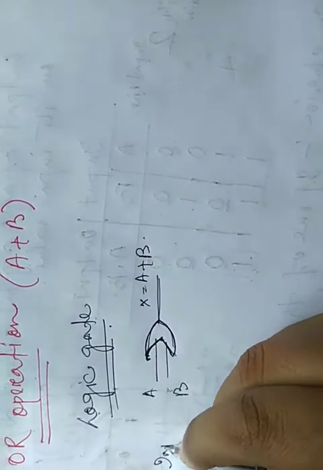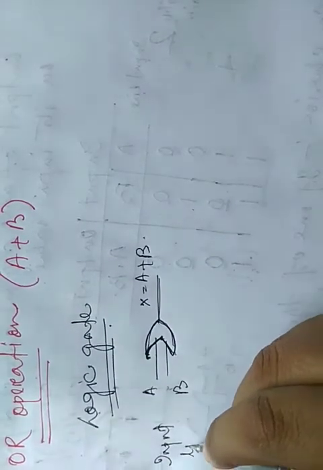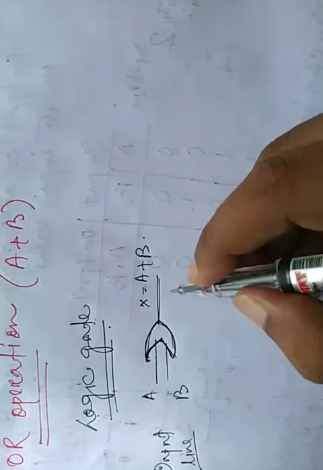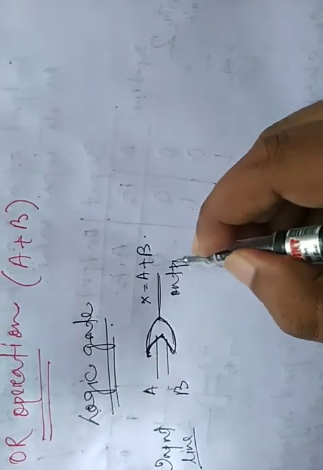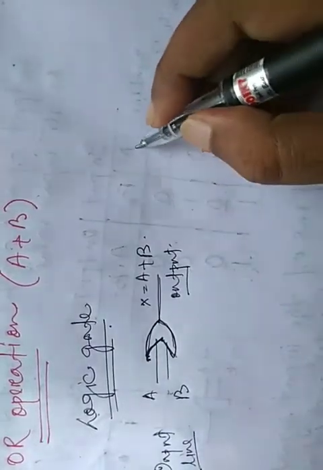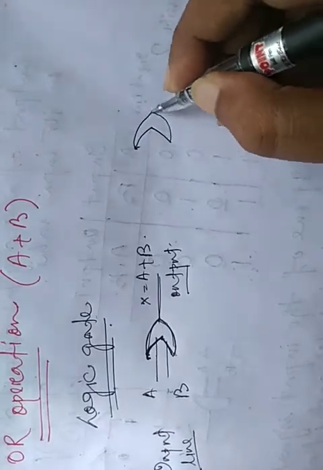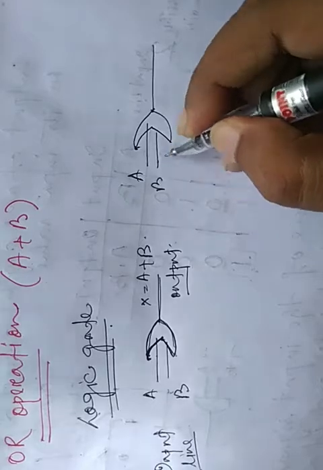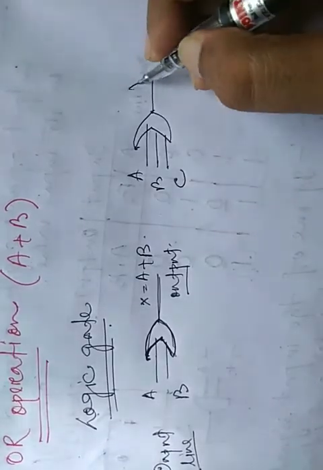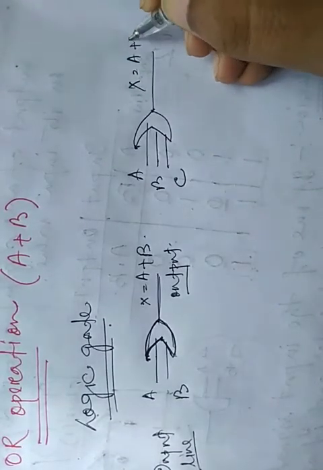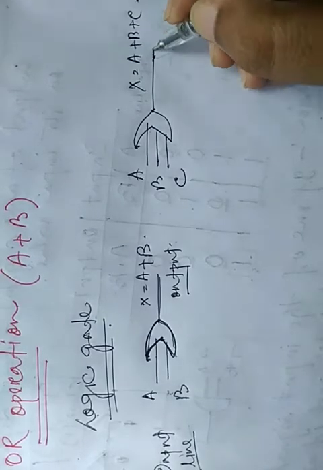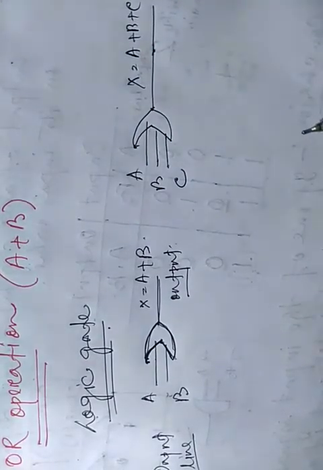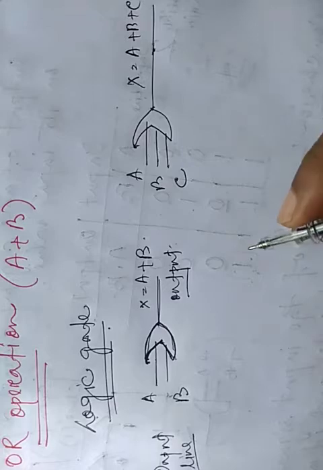So these are the input lines and these are the output line for two variables. So for three variables, A, B, C, the output will be A plus B plus C. Clear? So these are the logic gates of the OR operator.